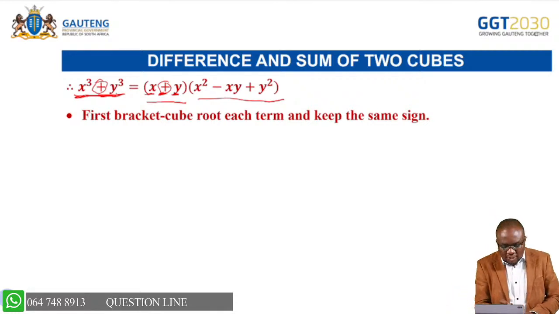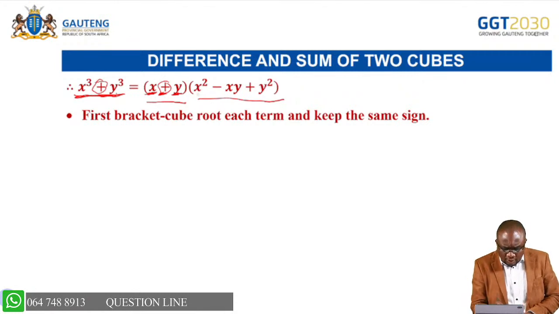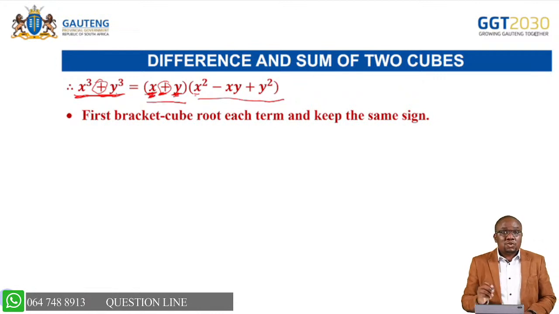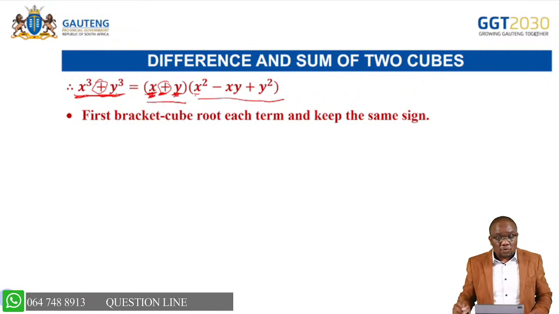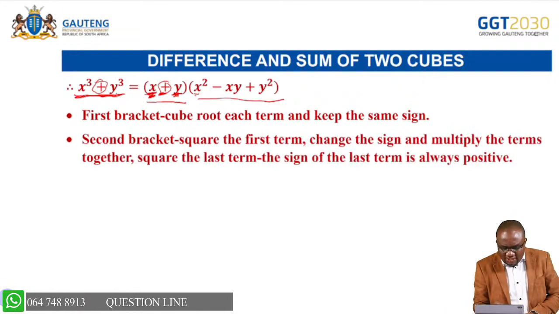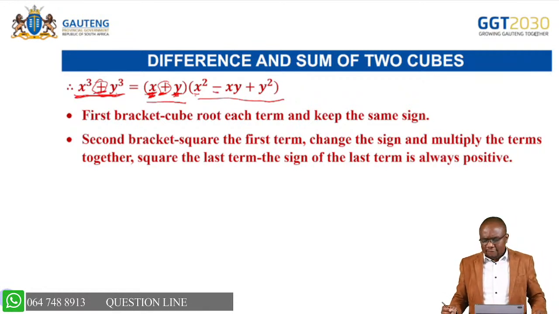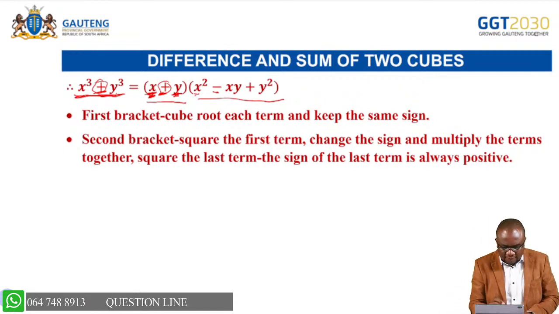Second bracket, now I'm talking about these terms. There's the first term, which is x, and the second term, which is y. Square the first term. So it's going to be x squared. And then change the sign. Here the sign is plus, so here it's going to be negative. You change the sign, it becomes negative. You see that?